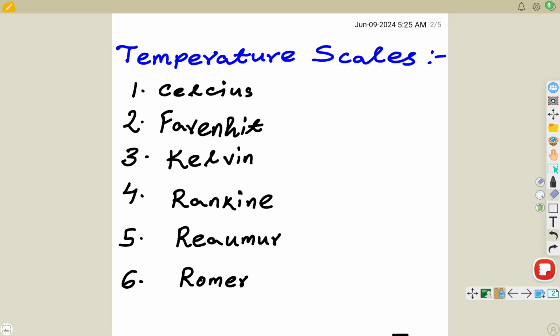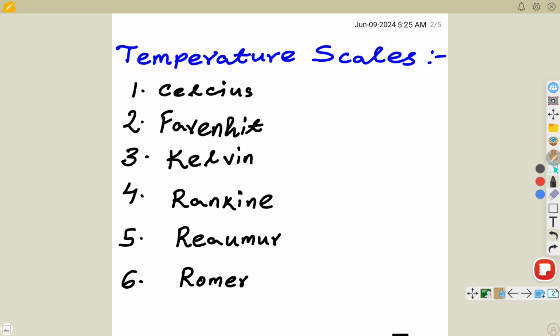Hello everyone. Today let's study another important topic, that is temperature scales and their conversion. There are several different temperature scales, namely Celsius, Fahrenheit, Kelvin, Rankine, Reaumur, and Reaumur.